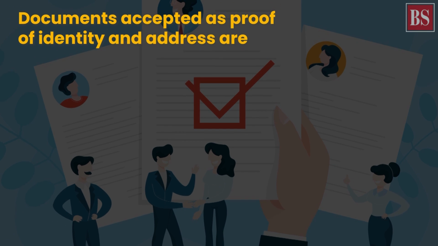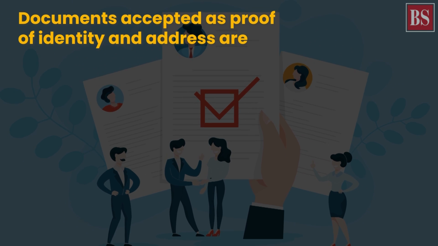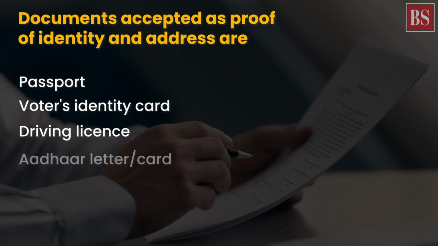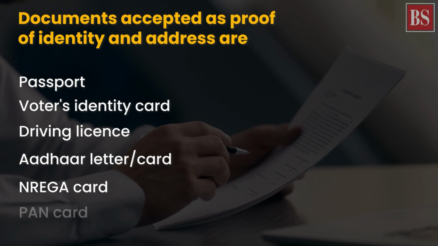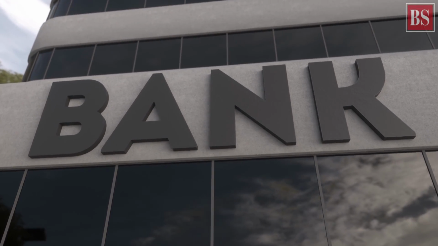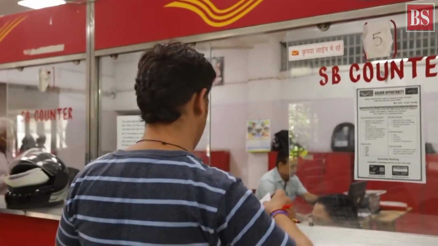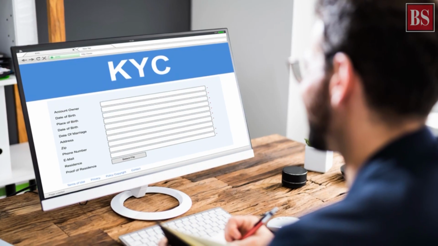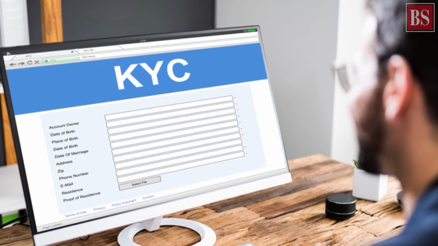Documents accepted as proof of identity and address are passport, voter's ID, driving license, Aadhaar, NREGA card, and PAN card. Banks are allowed to adopt simplified measures and accept certain other documents in respect of low-risk customers. Continuous monitoring is an essential element of effective KYC procedures.